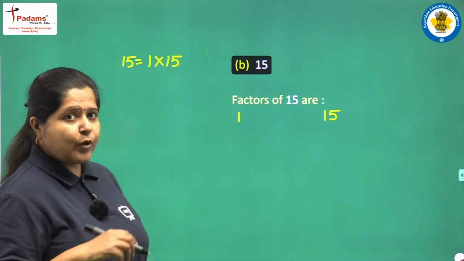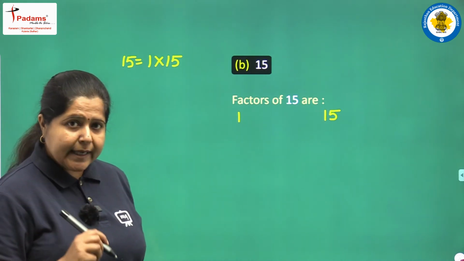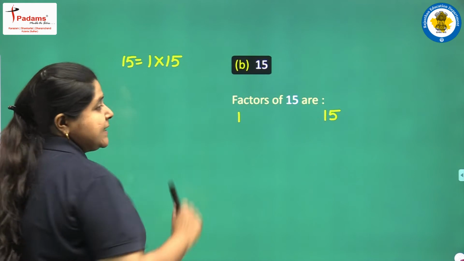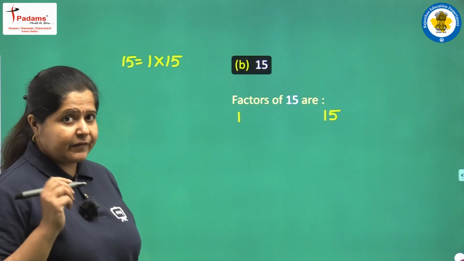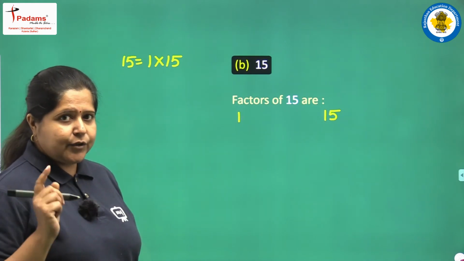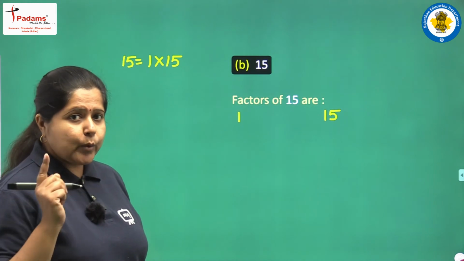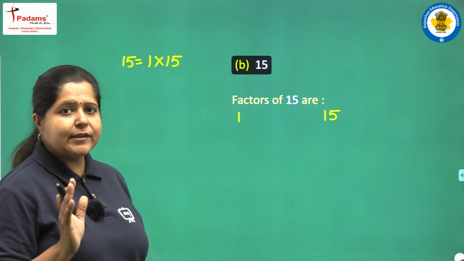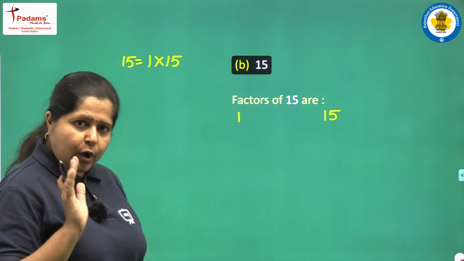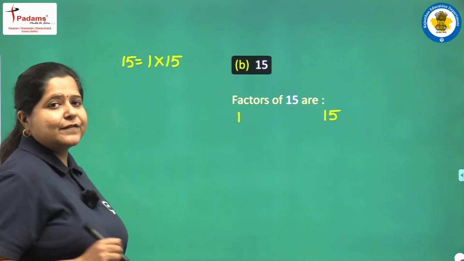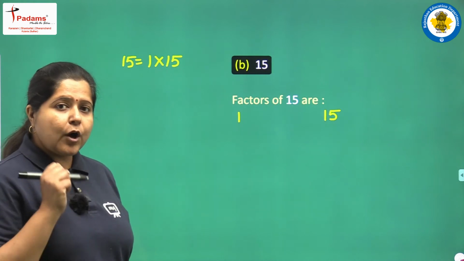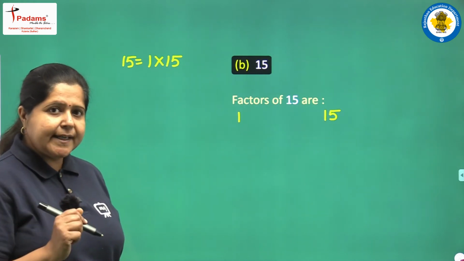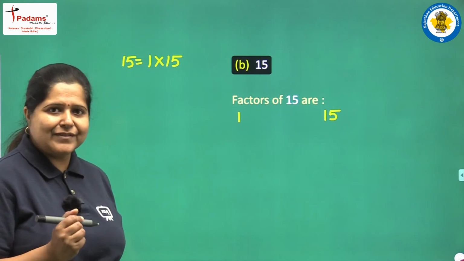Then we move on to the table of 2. Is 2 dividing 15 completely? Will it divide it completely? You know that 2 8s is 16 and 2 7s is 14. So 15 is not there in the table of 2, or 15 is not a multiple of 2, and so 2 will not divide 15 completely. It is not a factor of 15.